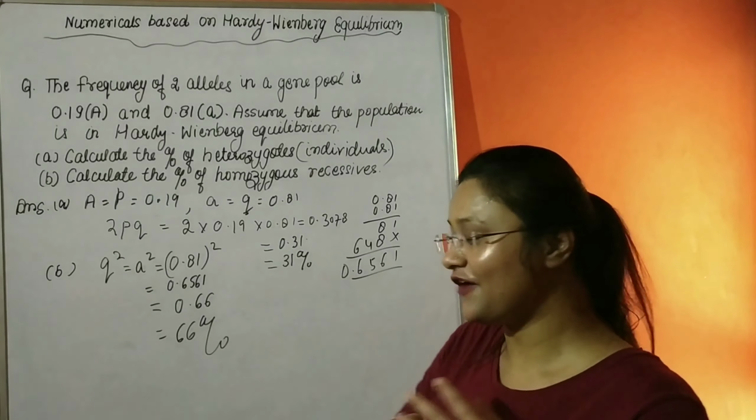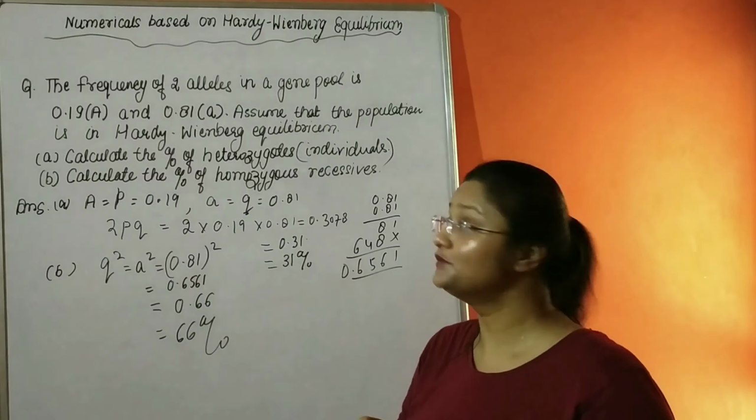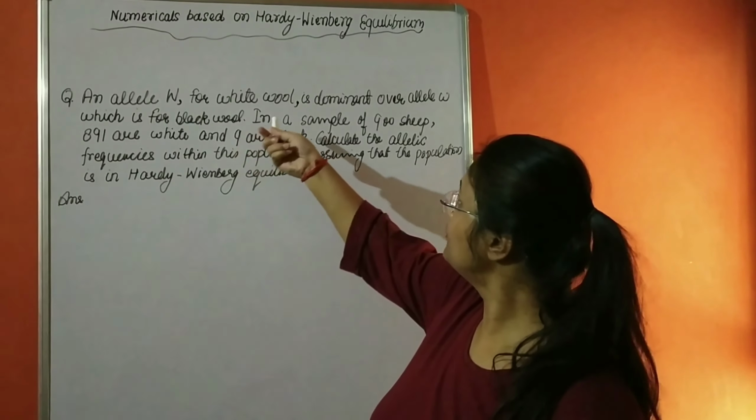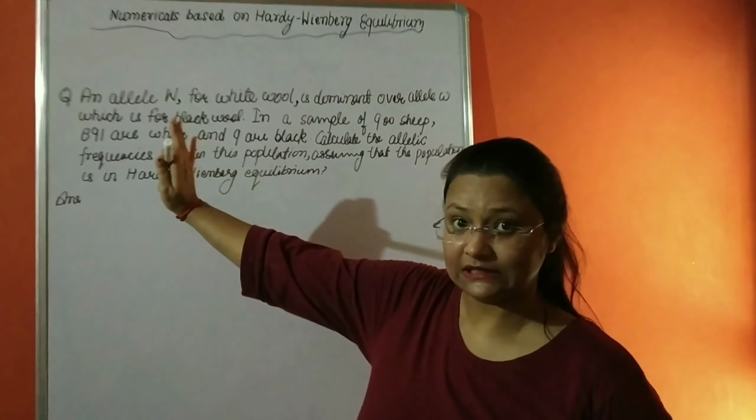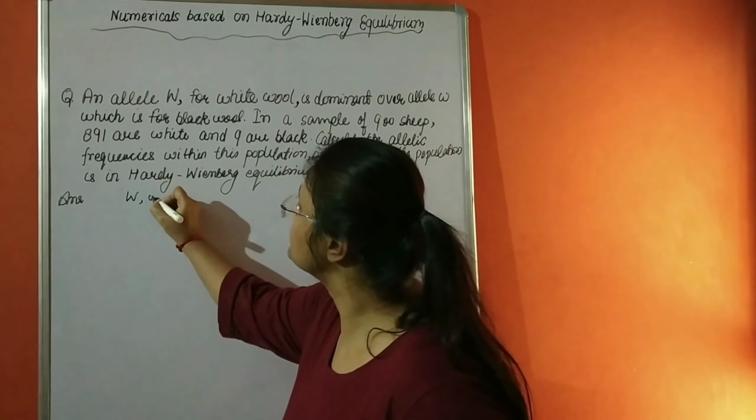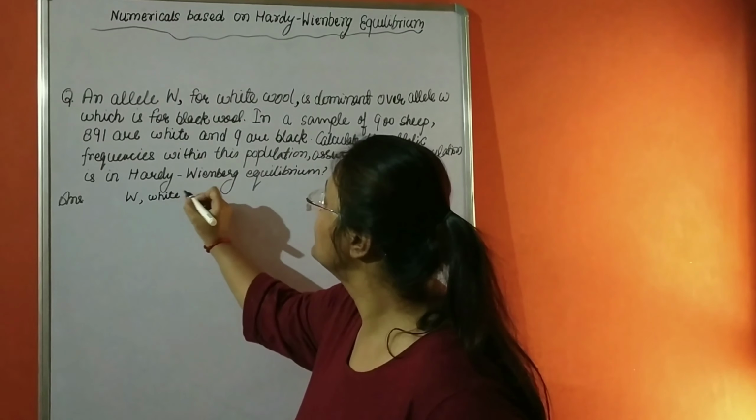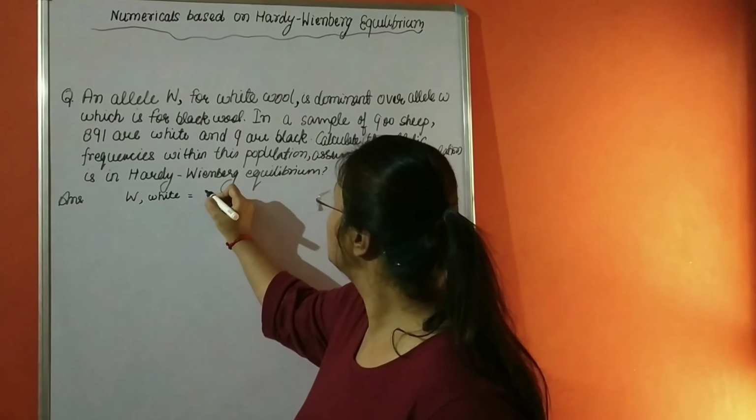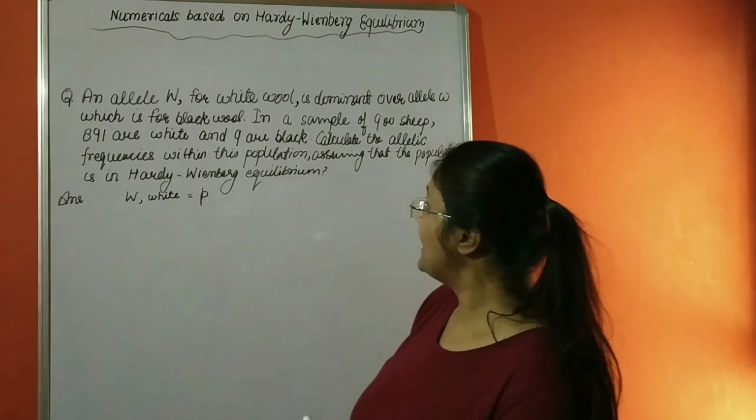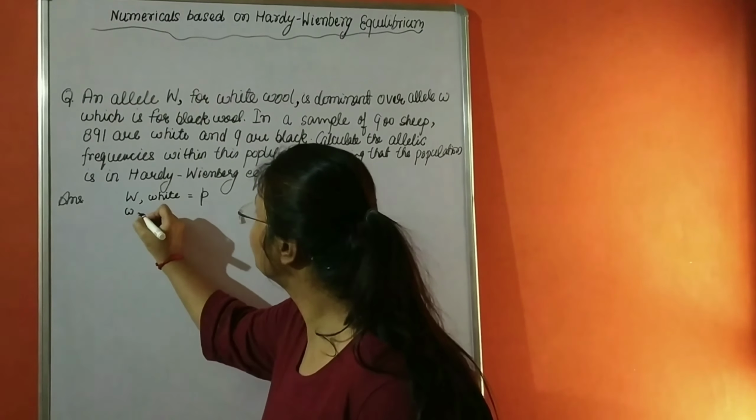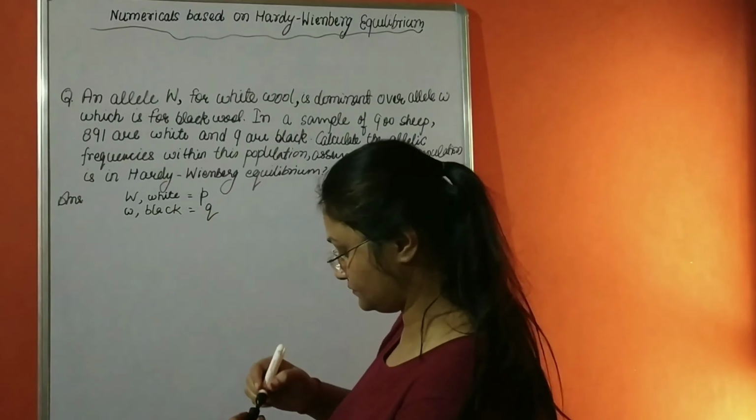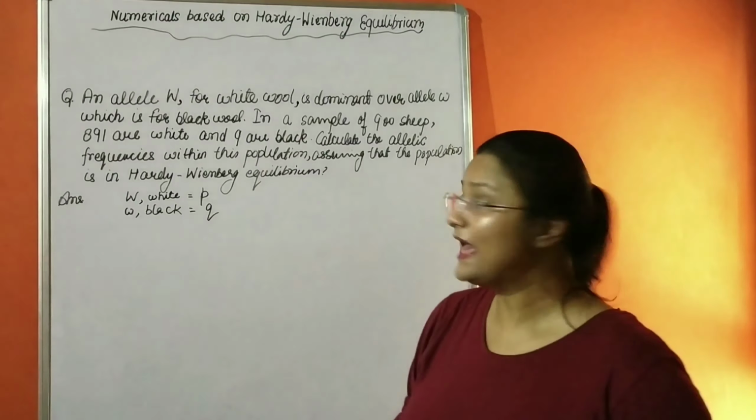So that's how we can find out easy problems related to Hardy-Weinberg equilibrium. Let us solve this question. An allele capital W for white wool is dominant over allele small w. Here white is dominant, so capital W with phenotype white will be p. Small w is for black wool, which will be q.